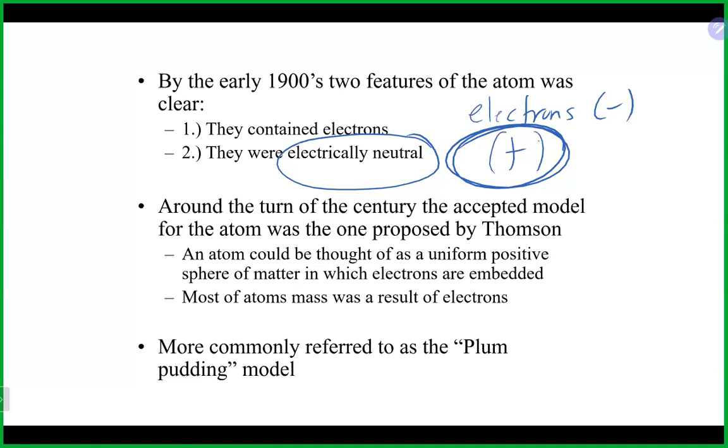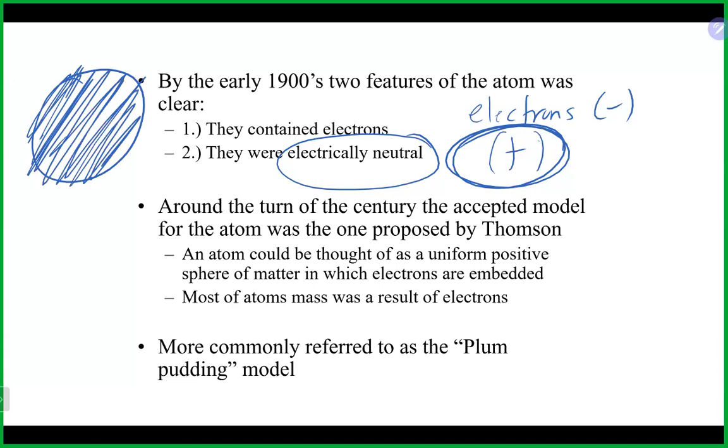And for sure, we know there's got to be something around the atom or in the atom that is going to be positively charged to balance out the negative charge that we do see for our electrons. And around the turn of the last century, the accepted model of the atom was one that was proposed by Thomson. And Thomson basically said that the atom is this sphere of positive charge. So the atom has a bunch of positive charge, really just diffused and spread out over the entire atom.